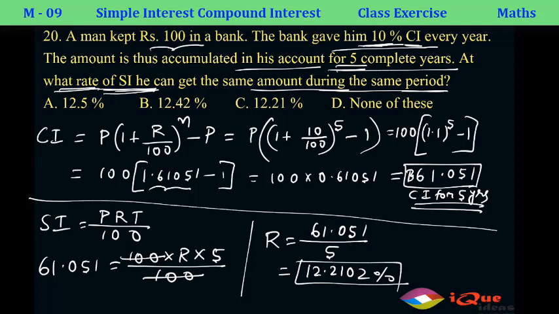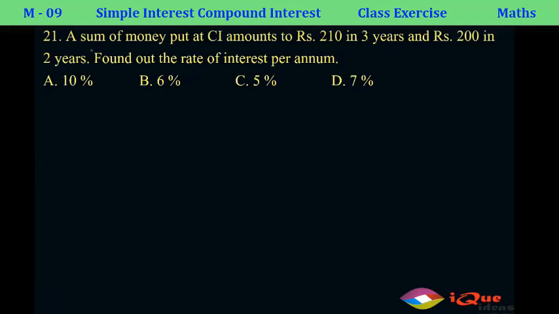Now if you look at the options, none of these is there, but don't worry, because here we have taken the exact values. If we had done approximation, we could have got 12.21. So the answer has to be marked as C option. Now let's go to the next question. This question says a sum of money put at compound interest amounts to 210 in 3 years and 200 in 2 years. Find out the rate of compound interest per annum. It says the sum amounts to 210.